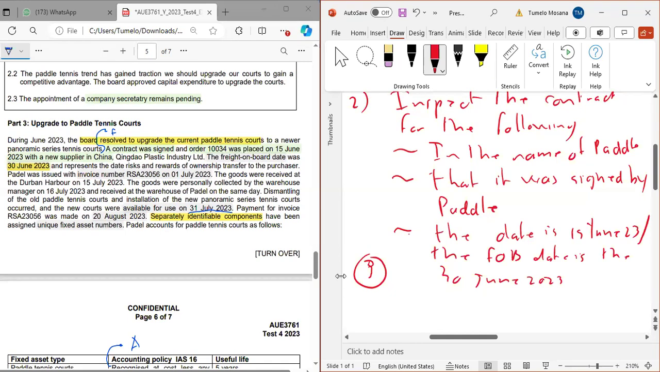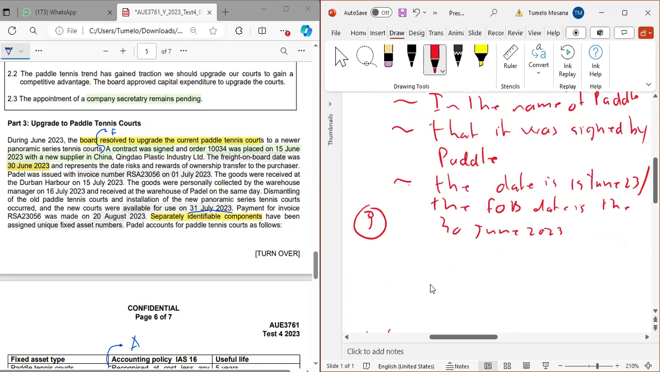So Paddle was also issued with an invoice number RSA 23056 on the 1st of July 2023. One thing that you have to check before you can do anything with the invoice is whether that invoice is for what you have ordered. Because you can't order pens and then they bring you highlighters. That's not what you ordered. You always have to compare the invoice to the purchase order, right?